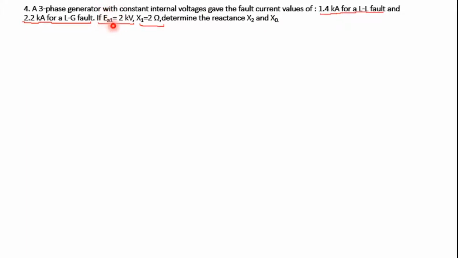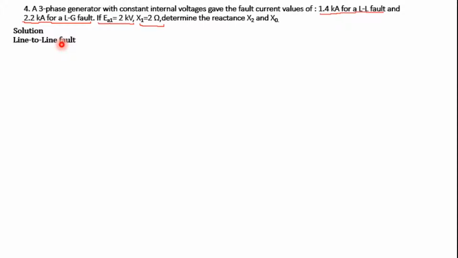A1 is directly given, and also for the double, meaning line to line fault, it is 1.4 kiloamperes, and for the single line to ground fault it is 2.2 kiloamperes. We need to calculate X2 and X0 value respectively. So first let us consider the line to line fault.